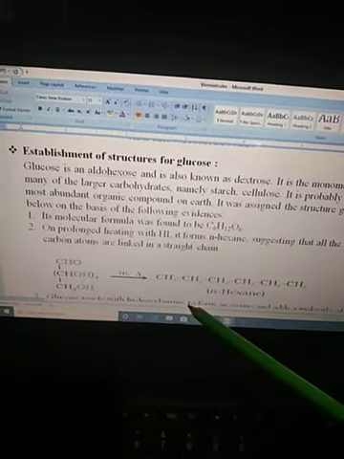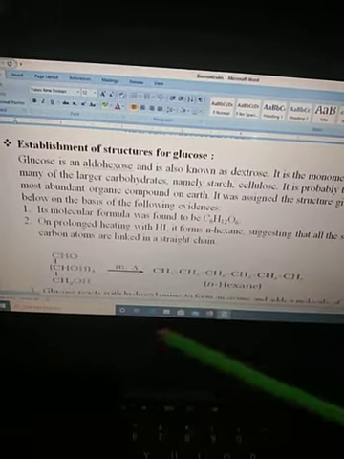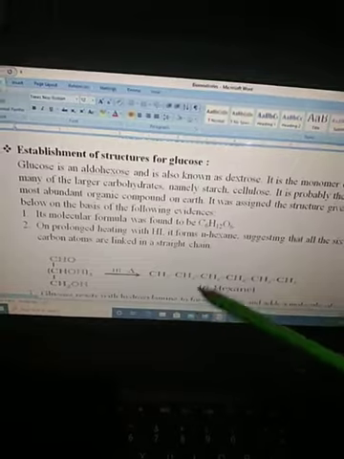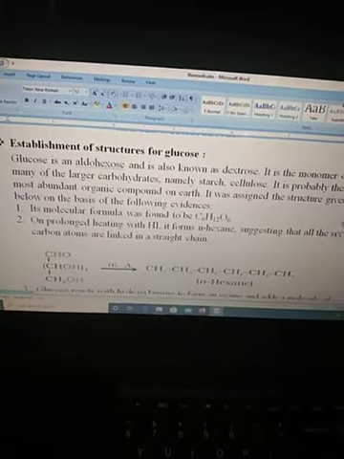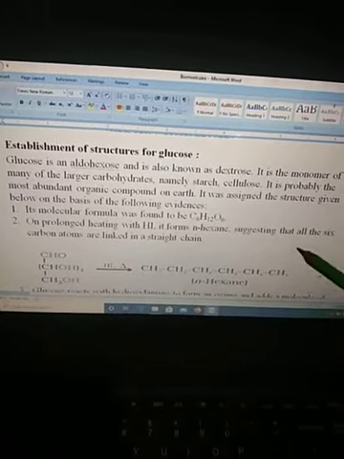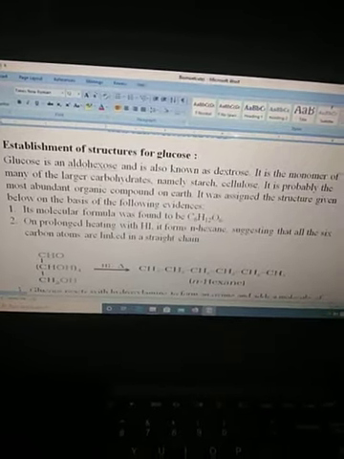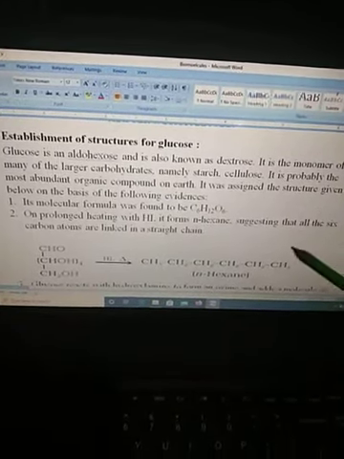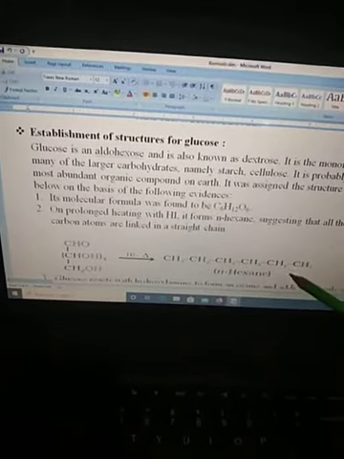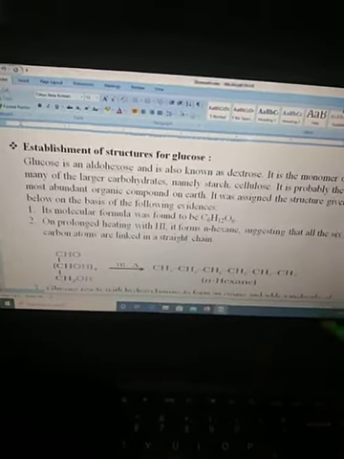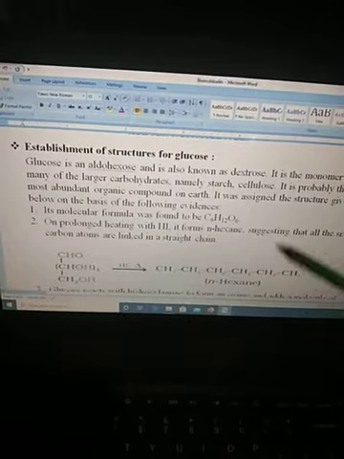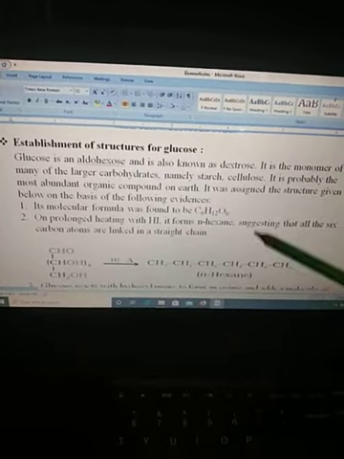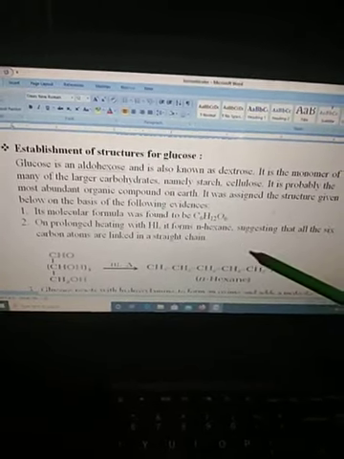Okay, in our last class we discussed the definition of carbohydrates. Then we came to know about the classification based on the hydrolysis of the saccharide units as monosaccharides, oligosaccharides, then polysaccharides. Now today we'll see the structure of glucose, how the glucose structure has been derived.